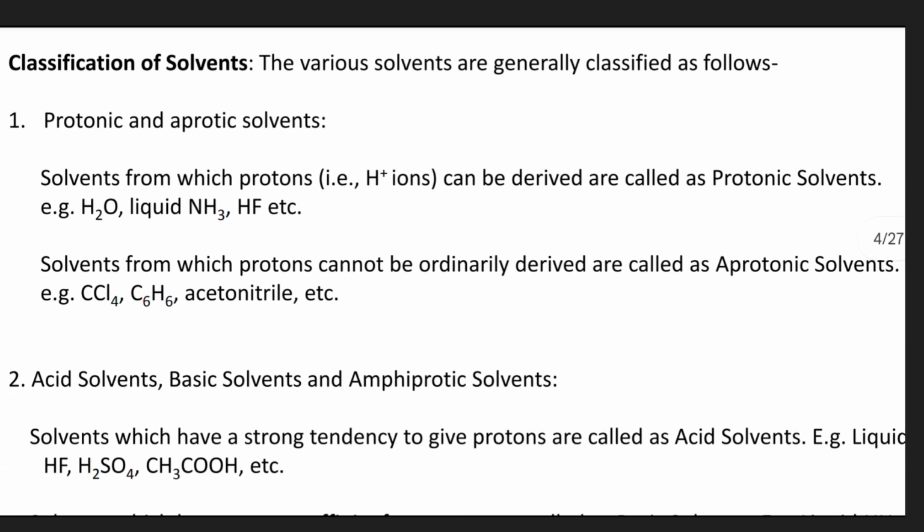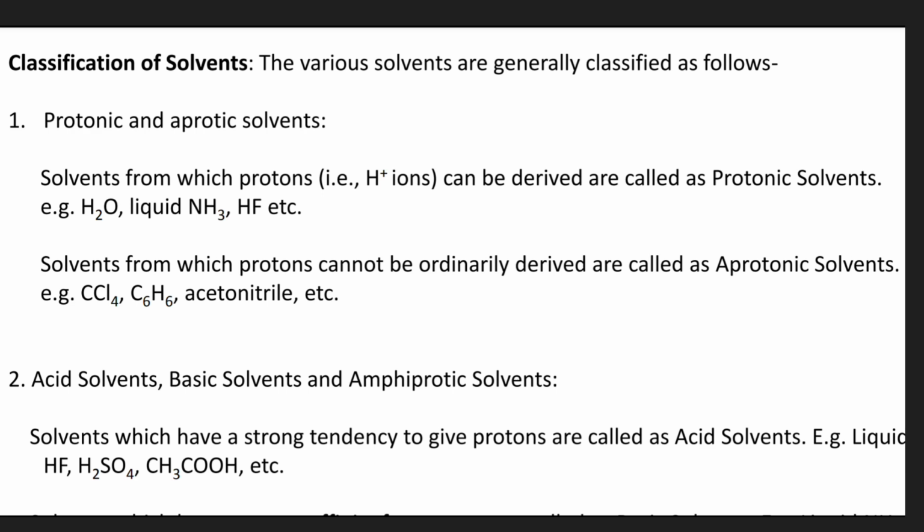Classification of solvents. The various solvents are generally classified as follows. First, protonic and aprotic solvents. Solvents from which protons, that is H positive ions, can be derived are called protonic solvents. For example, water, liquid ammonia, HF, etc. Solvents from which protons cannot ordinarily be derived are called aprotic solvents. For example, CCl4, benzene, etc.